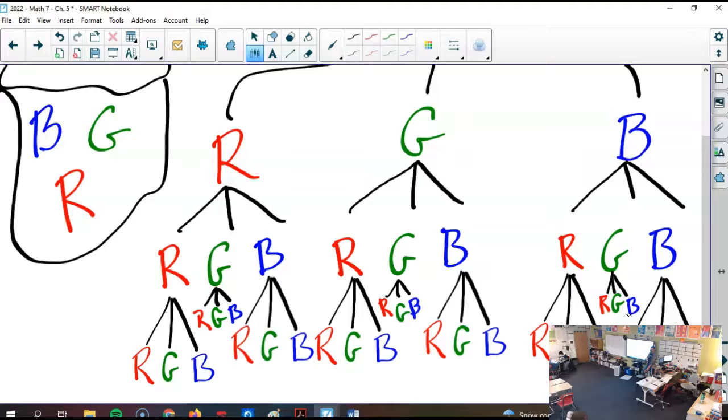Talk with your team. What's the chance of getting all three reds? You can find it up here. Try to find where all three reds. You got a red on pick one, red on pick two, red on pick three. What's that probability? Take like a minute to chat with each other about that. All three reds.